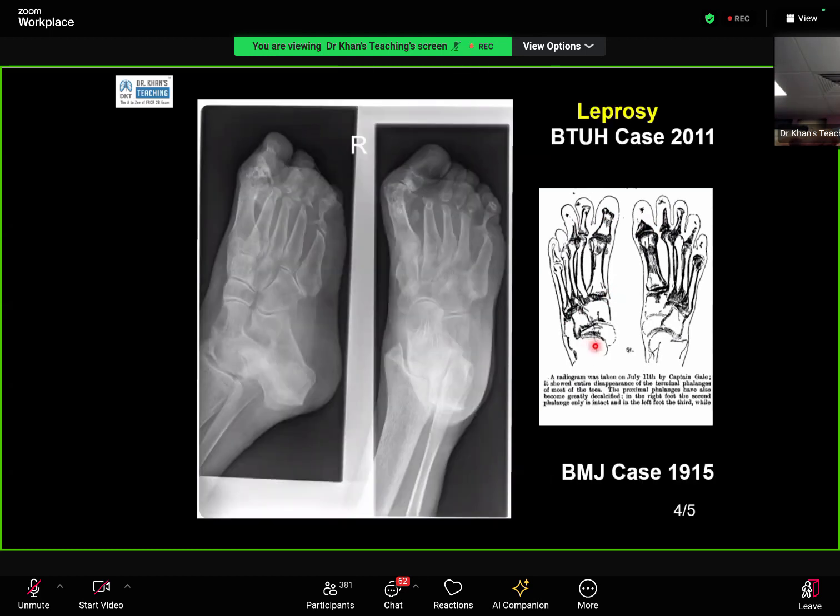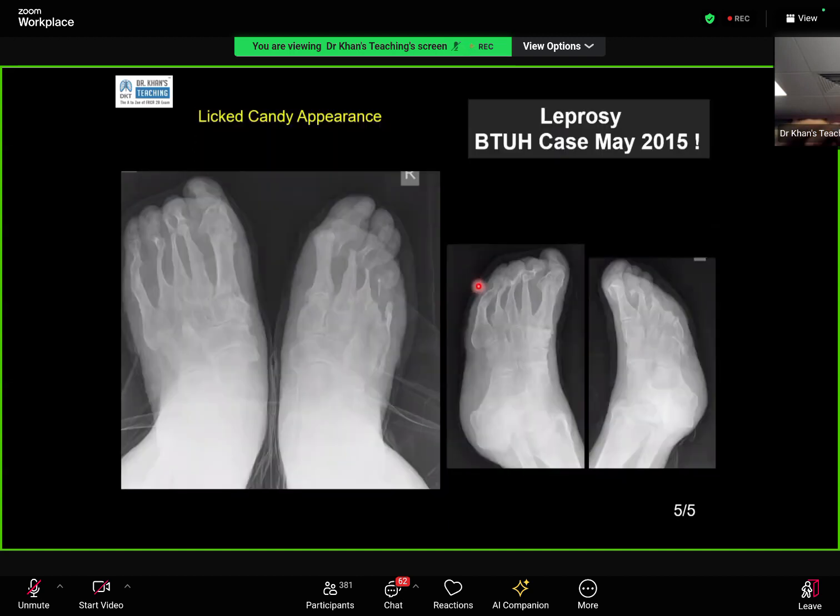And we saw a similar case here in our hospital, which was a known case of leprosy. But just to make a point that you can still see these because these patients are still there in the population. And this is what we saw in this 2011 case in our hospital. This we did not diagnose. It was a known, treated case of leprosy. Another one which we saw in 2015, by the way, and you can see this licked candy appearance. You see this licked candy. And look at the bone density, quite increased.